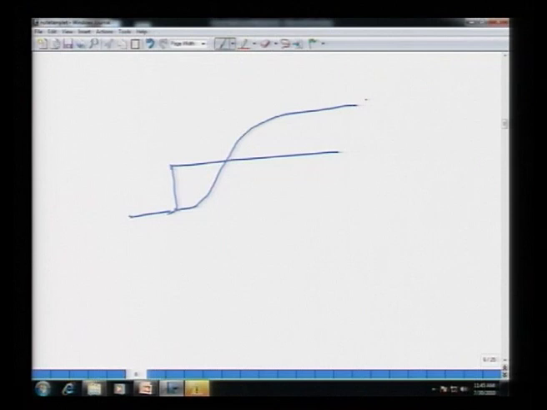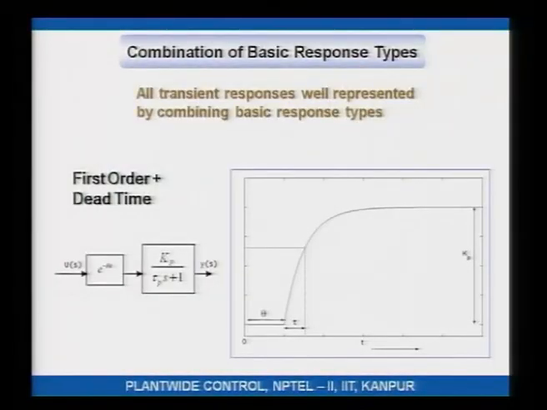Okay. So these exponential lags in series are many times represented as a combination of nothing happens for some time, which is a dead time, and then an exponential rise. Okay. So, a first order plus dead time, DT, dead time. These first order plus dead time models are very commonly employed to represent the dynamics of many chemical systems that show this sluggish S-shaped response. So all transient responses can be well represented by combining basic response types, and one such combination which is very commonly employed in chemical process modeling is first order plus dead time.